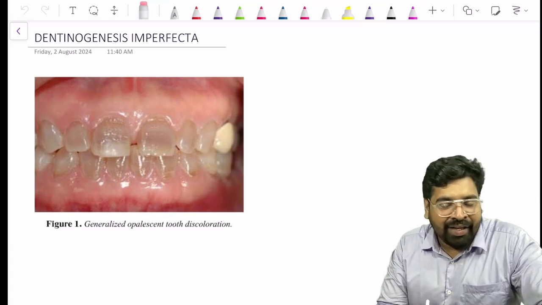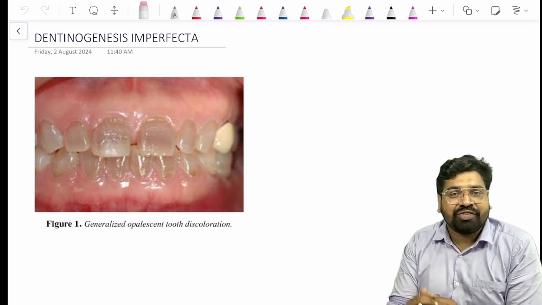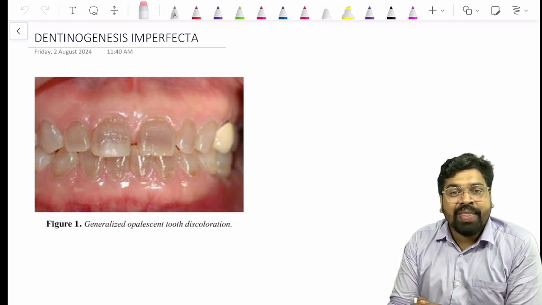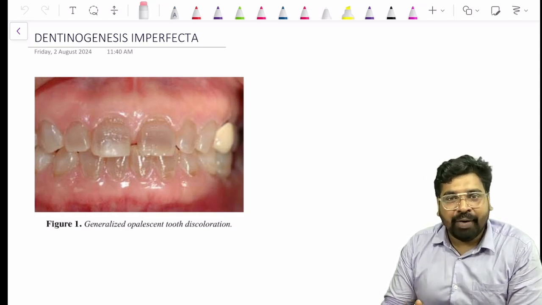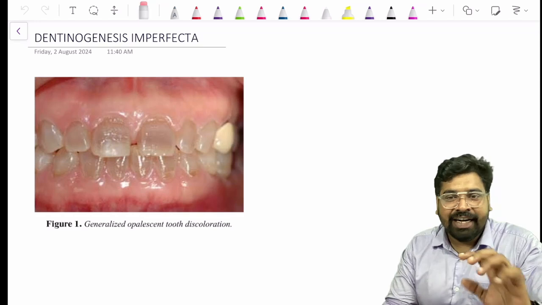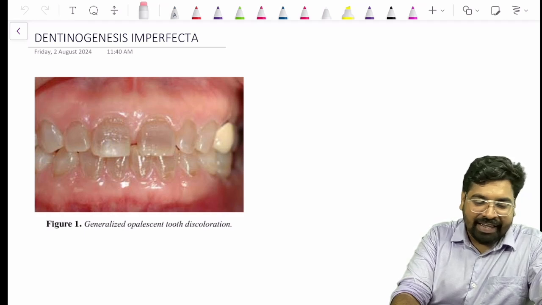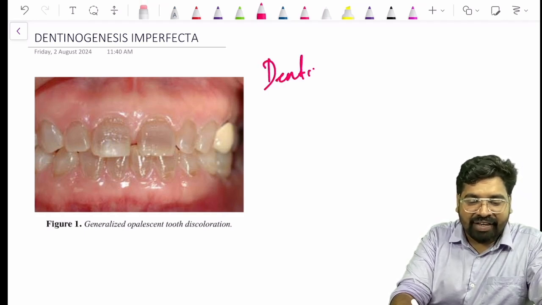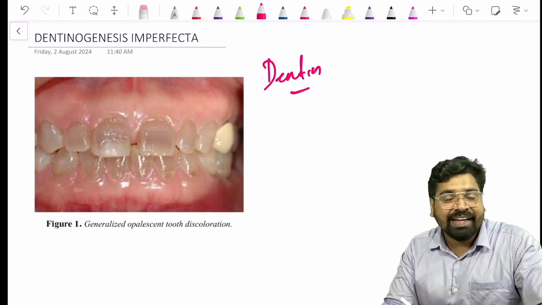Okay, we are here with a new topic, dentinogenesis imperfecta. We are discussing structural anomalies of the tooth. We have already seen amelogenesis imperfecta in the previous video, and this is about dentin. Dentinogenesis imperfecta is the developmental anomaly that is affecting your dentin. In the previous video we saw how the enamel is affected, what the clinical features are and all.